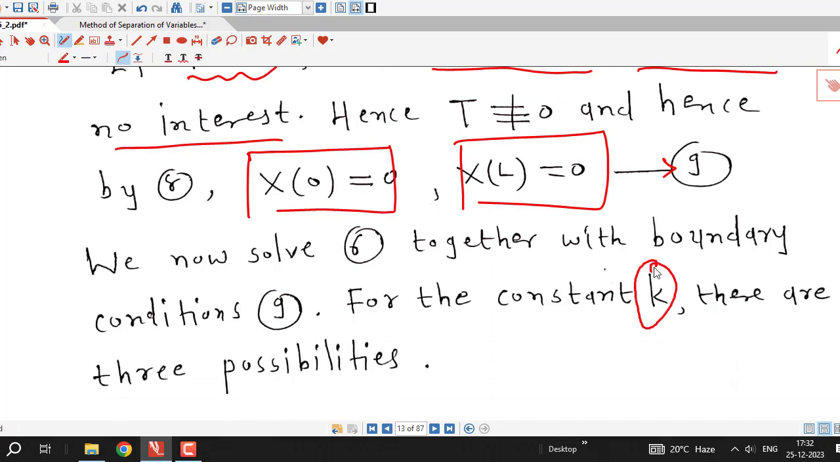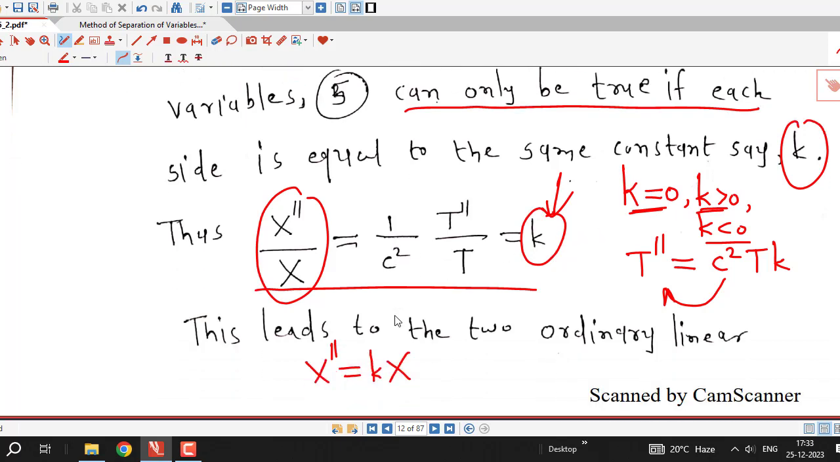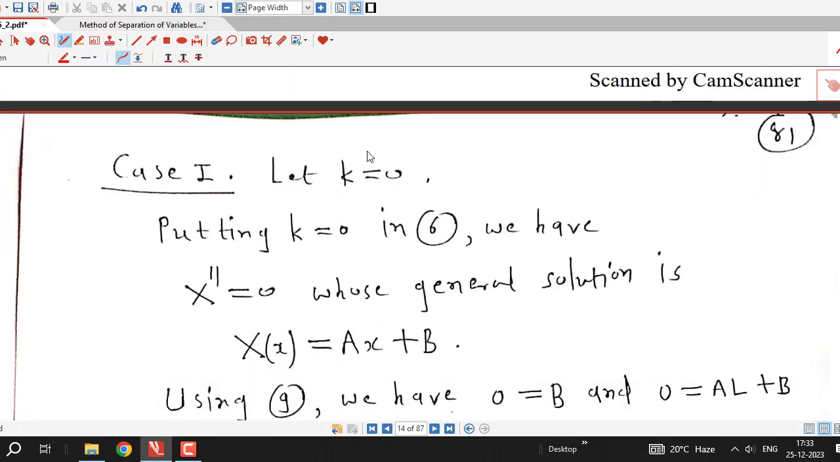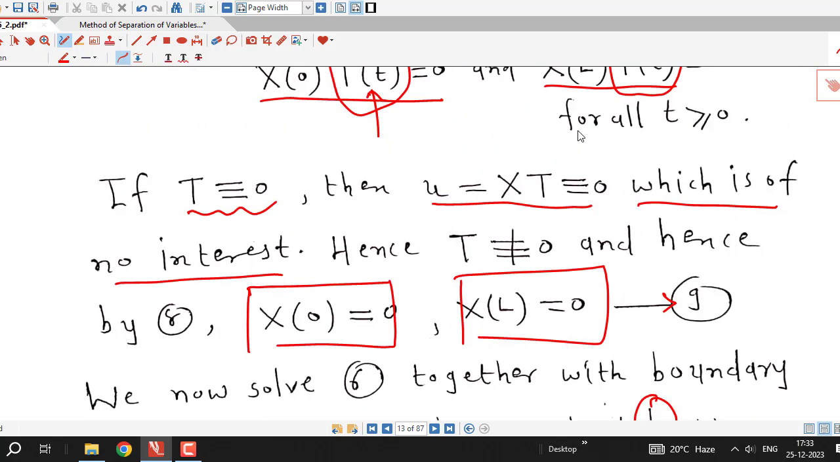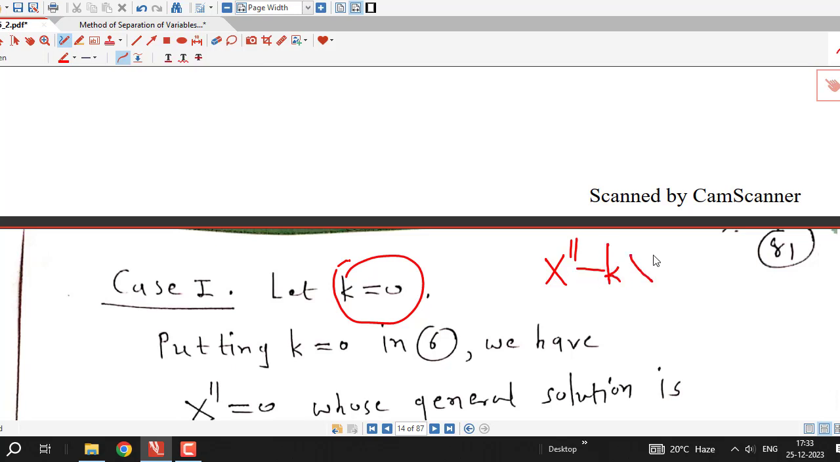Again, for the constant k, which we have written here, this k is either 0 or positive or negative. We have to consider different possibilities, and out of those three possibilities, we have to decide that possibility for which we have a non-trivial solution or non-zero solution. So, here we have taken three conditions. Suppose k equal to 0, and we are solving this equation number 6. It is X double dash minus kX equal to 0.